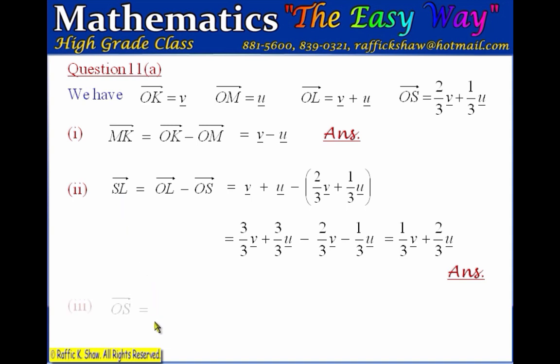And finally, we're asked to find the vector OS, but we already have the vector OS. This is it, and so we can just simply go ahead and write that vector. So that is the answer. Once we have the position vector for each point in the system, then all these displacement vectors can be found quite readily. And as you have seen, we would have already found our vector OS. That's the position vector of S.